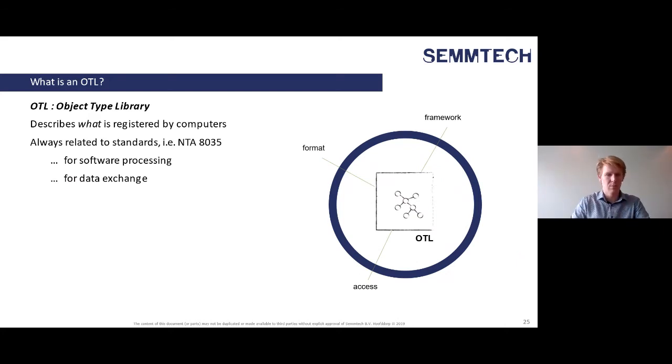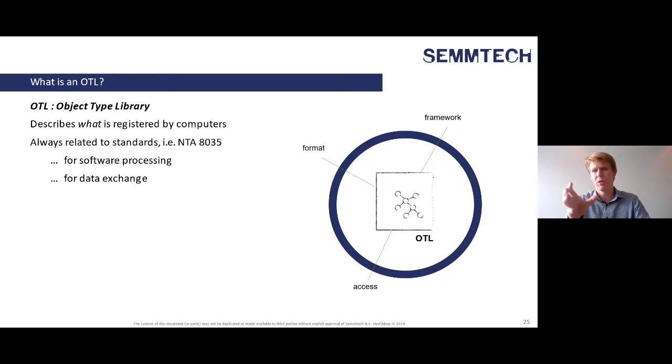So how does this come together in an object type library? We describe what's to be registered by computers. So what information of our lamppost is of interest for our computer programs, for lamppost as an example, but of course for any other type of asset. And how is this to be registered by various applications?